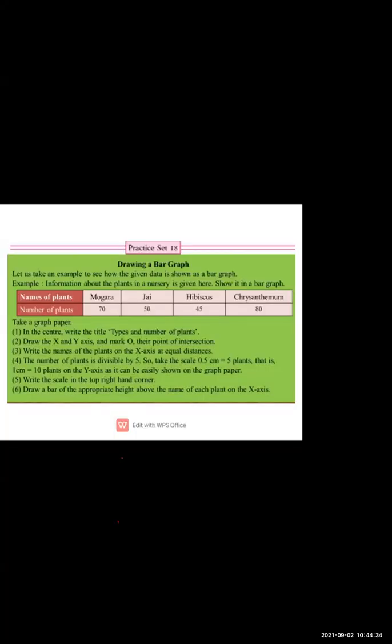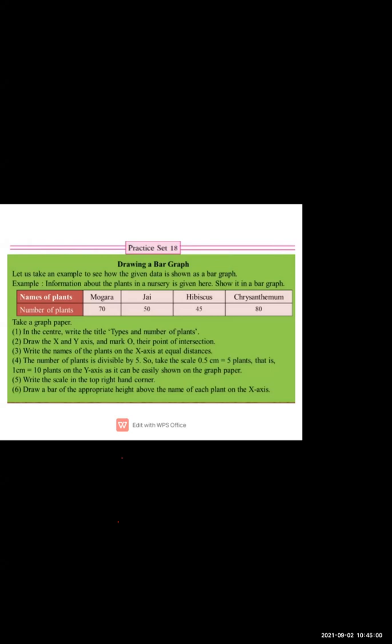Now if you have read this page, what is there? The plants in a nursery are given here. They have given the names of the plants and the number of the plants. There are 4 names of plants and 4 numbers of plants. Now how to draw it: we have to first take a bar graph.